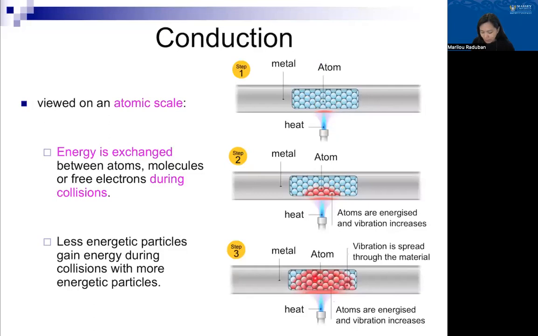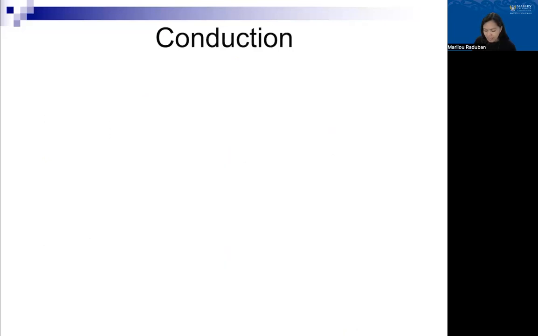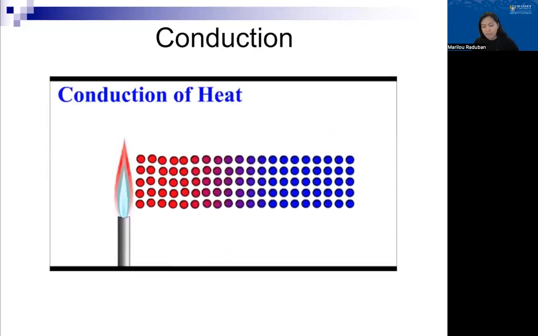So as the atoms collide and transfer their energy to the neighboring atoms, the heat from the flame is transferred throughout the length of the spoon. And I guess this animation here is a better visualization. You can see the tip of the spoon closest to the flame. The atoms there start to vibrate first as they acquire the thermal energy from the flame.